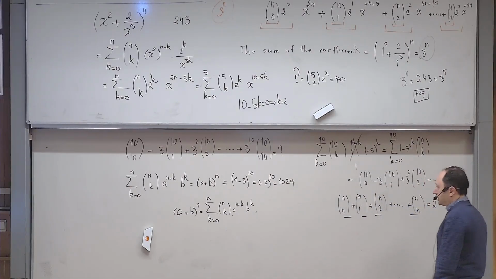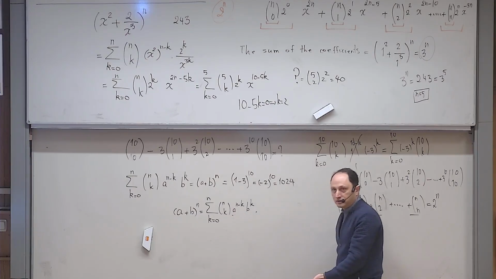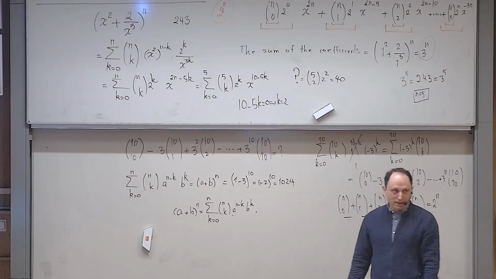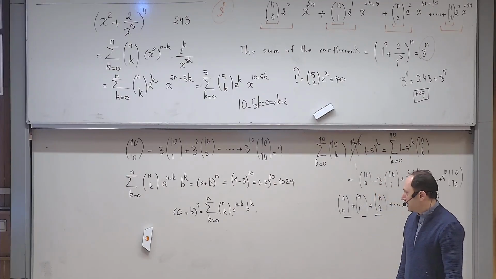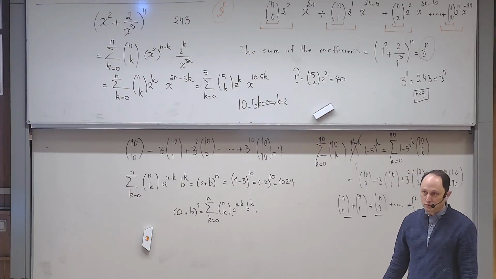These numbers are the sum of these coefficients as if a and b are not there. So I have to somehow get rid of a and b. But of course, I cannot throw them out. I choose wisely. What should a be? What should b be? So what do you think I should choose?